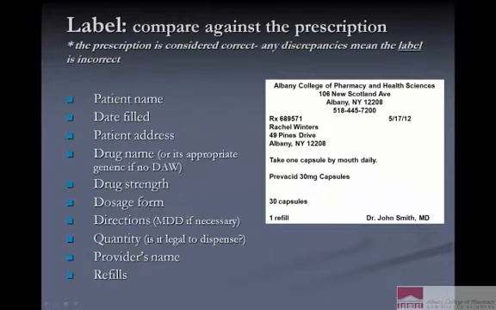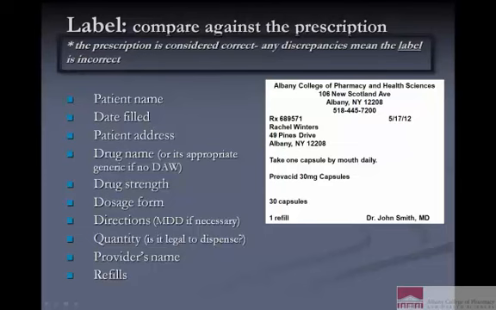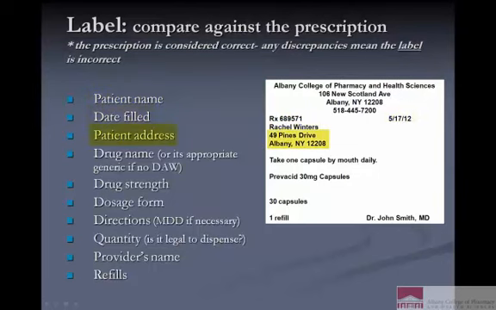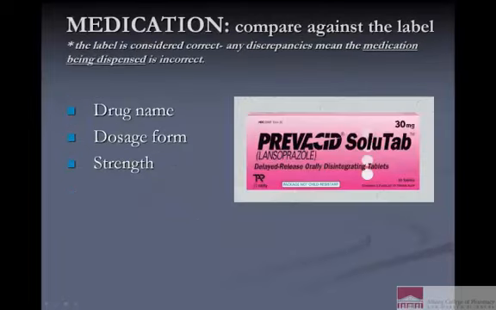Once you've looked at your prescription, now look at your label. The prescription is considered to be correct unless you found a problem, and any discrepancies from this point mean that the label is incorrect. Check the patient name on the label with the name on the prescription. Check the date filled, the patient address, the drug name, or the appropriate generic if there was no DAW on the prescription. Check the strength, the dosage form, the directions, and make sure that a maximum daily dose is listed if necessary. Check the quantity, check the provider's name, and check the refills. Make sure these things are correct with respect to the prescription.